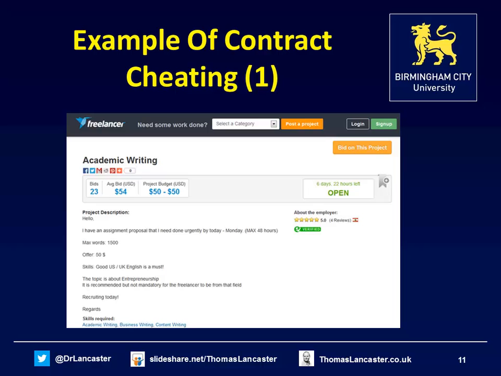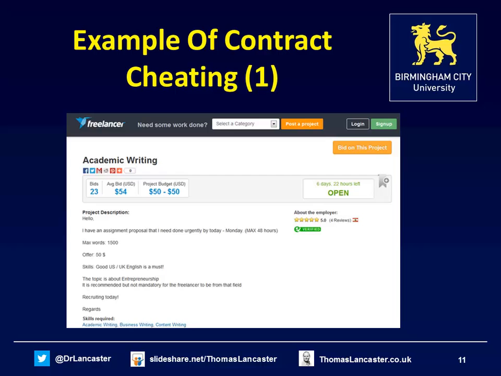And it's also a computing example. Academic writing is the title. An assignment proposal needing to be done by Monday. So you can see this is a student who's up against a tight deadline, 1,500 words on the topic entrepreneurship. That's a really hot topic within computing education in the UK right now, trying to produce people who can start their own business and can put computing into its wider entrepreneurial context.